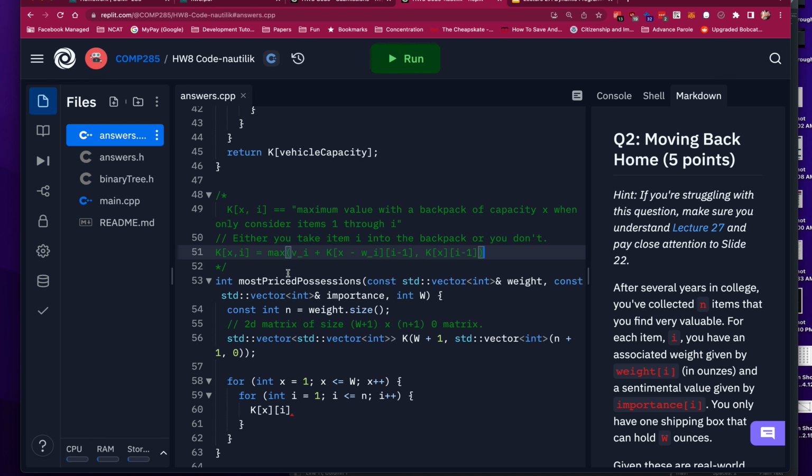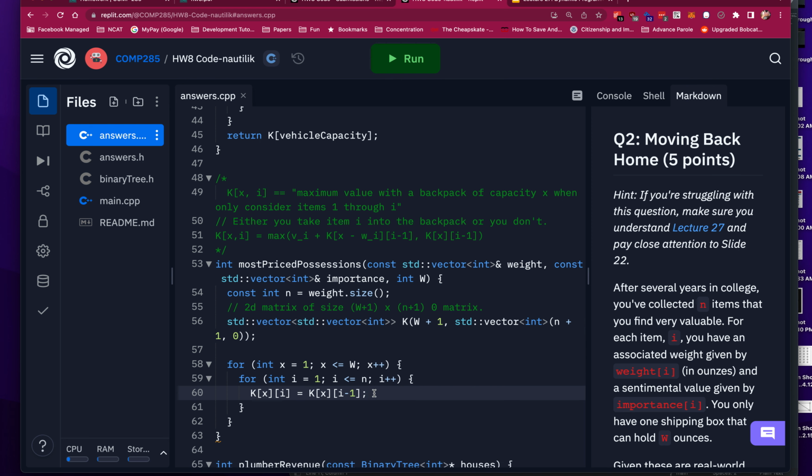There you go. It's just going to be the max of those two things. So it's actually pretty easy. You start with k[x][i]. The very first thing you're going to do is set that equal to k[x][i minus 1], right? So this is the case where I don't take the item.